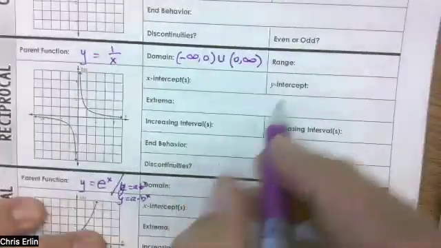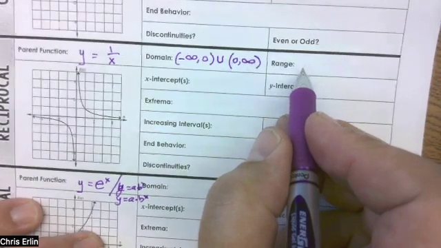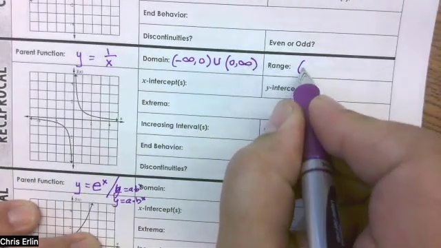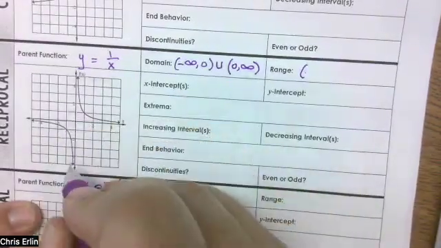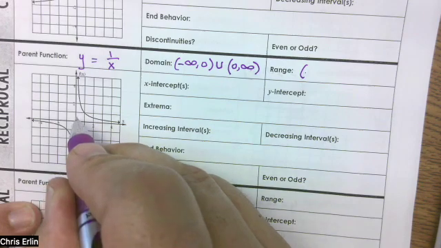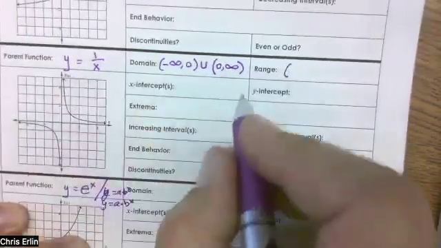Great. Someone else with a range? Exactly the same thing. Coming from the bottom up, it comes up from negative infinity to zero, not including that value. Then it jumps and starts on zero, not including, going up to infinity.